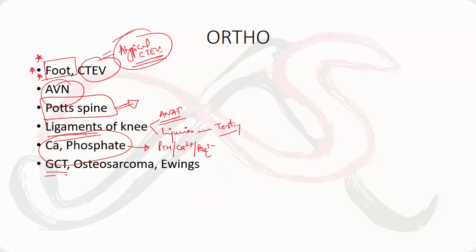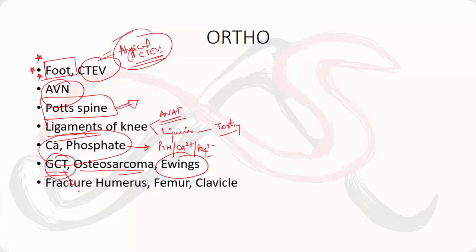Next is the giant cell tumor. This was a question in the last session, might as well be repeated. Question on osteosarcoma is quite expected, as well as on Ewing sarcoma. Fracture, if you talk about, the three most important ones are humerus, femur and clavicle. Clavicle hasn't been seen for a little while, so you can expect a question on this. Humerus and femur are again very important topics.